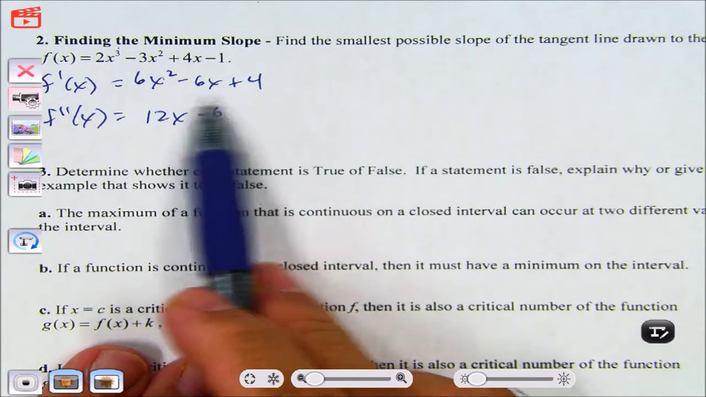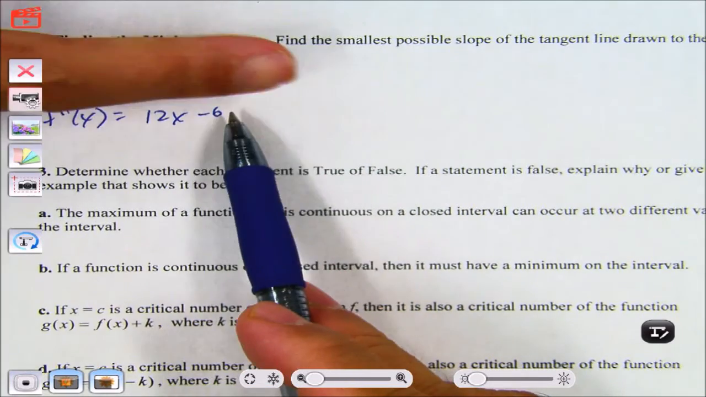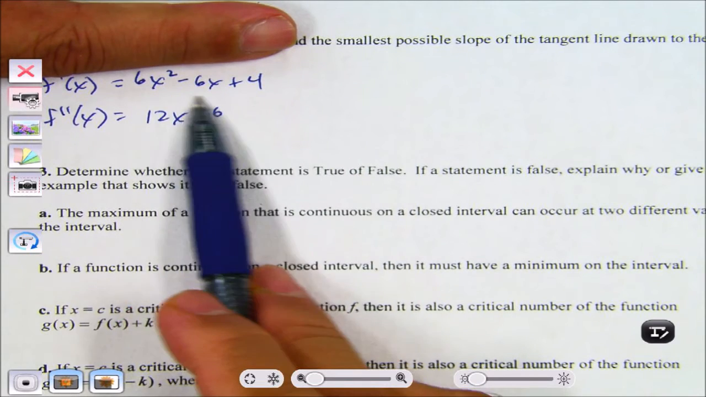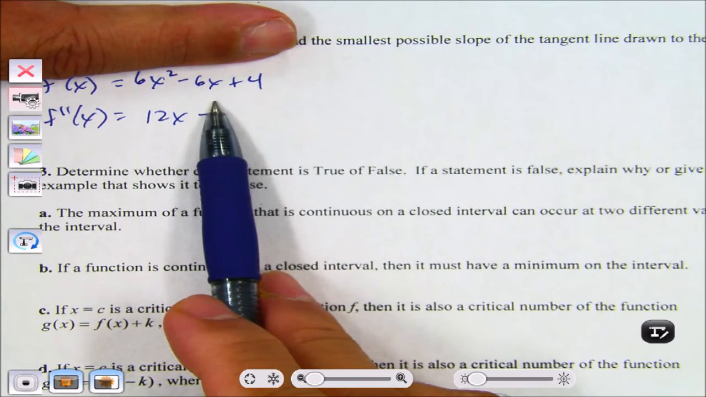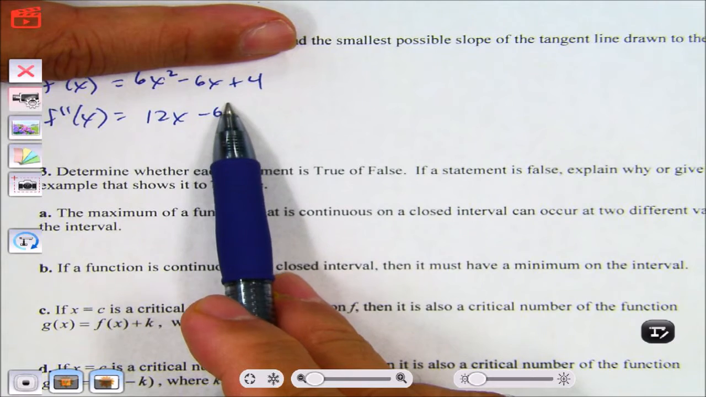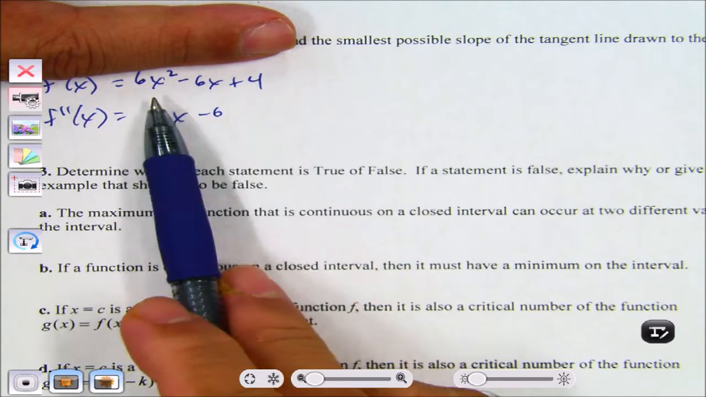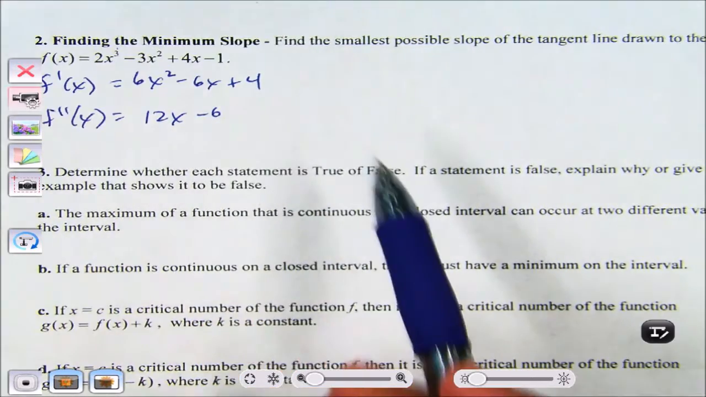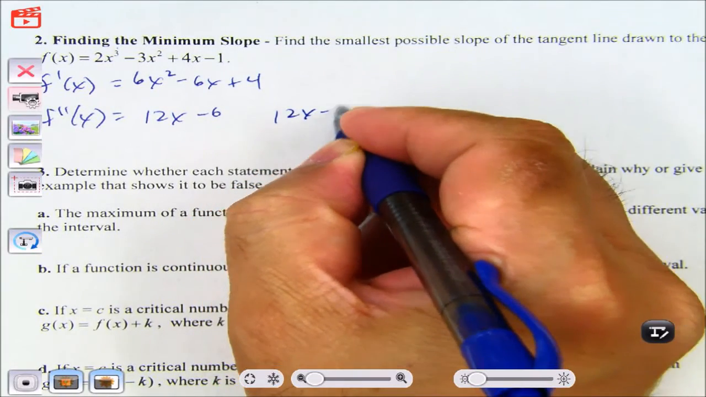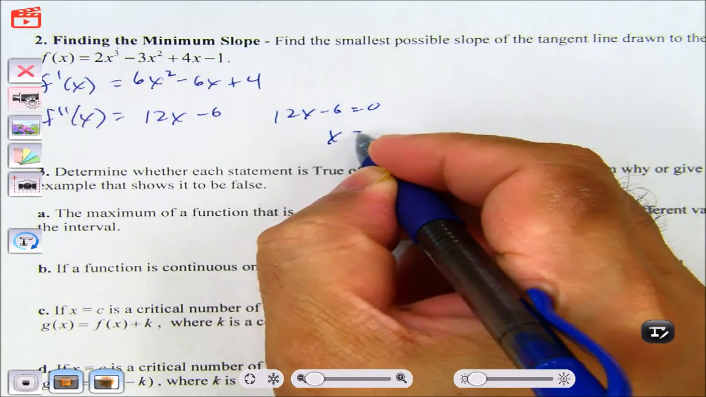Do you know which way this is facing? Just forget the fact that it's this thing up here. Which way is this parabola facing? It's facing upwards, so it's a min. So from other information, we know this has a min. So you set this equal to 0. So you get x equals 1 half.